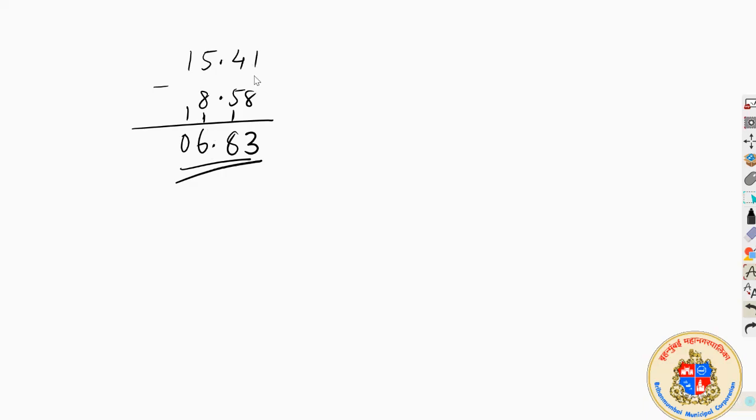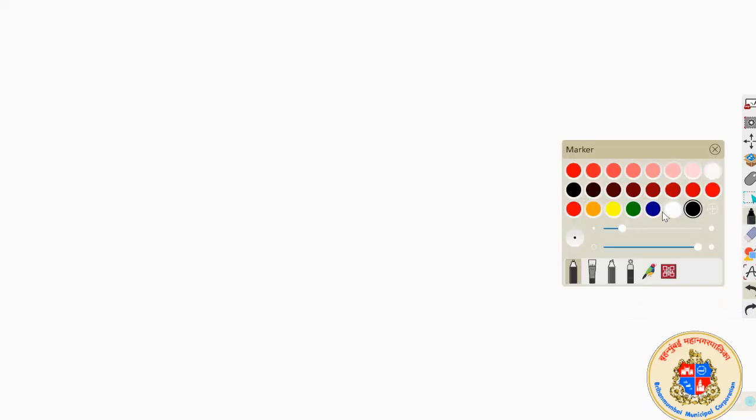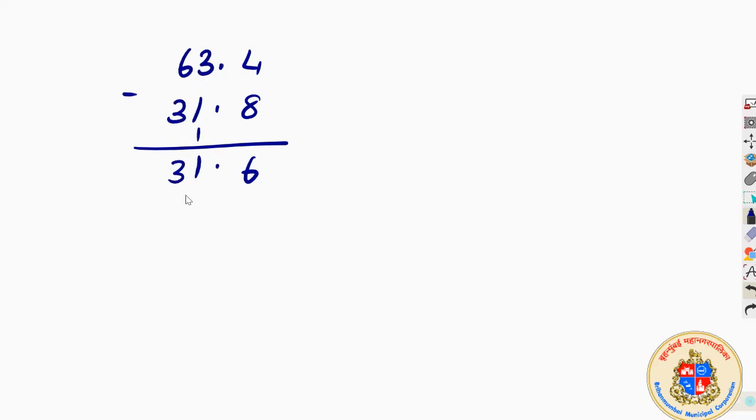The most important thing for decimal addition and subtraction is that the decimal points will be kept at the right place. One more sum can be done. 63.4, from that subtract 31.8. Now the new method I will be doing, 8 to 14 is 6, 1 will be carried here, and 2 to 1 is 3, 2 plus 1 is equal to 3, 3 plus 3 is equal to 6. So 31.6 is the answer here.